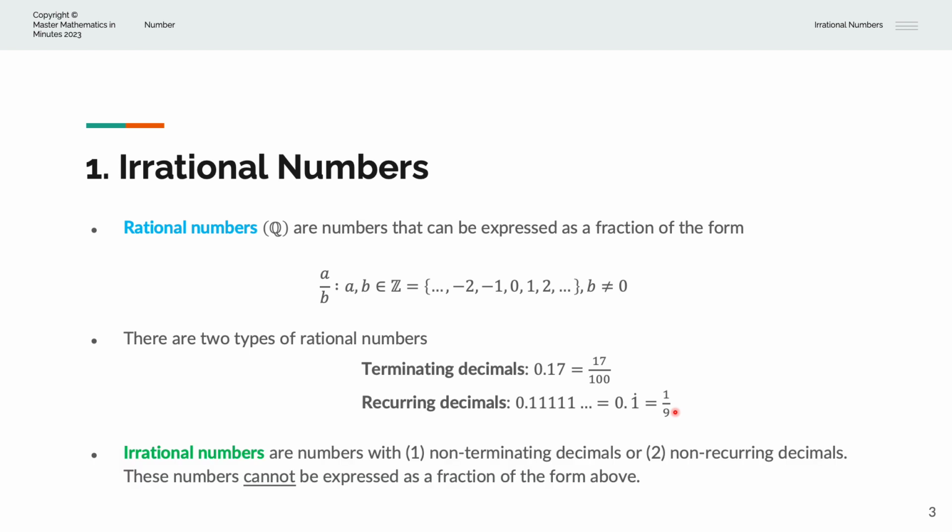So, irrational numbers are numbers with non-terminating decimals or non-recurring decimals. These numbers cannot be expressed as a fraction of the form above, which is a over b, where a and b are integers.